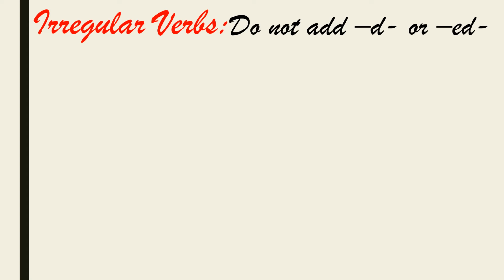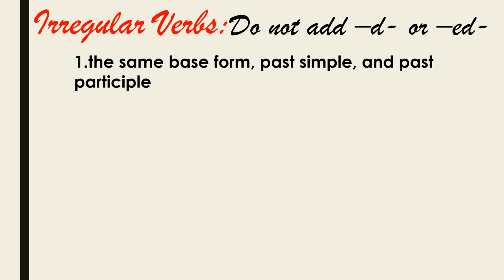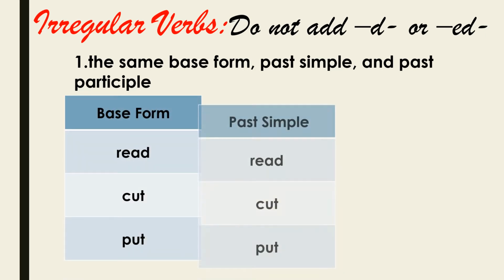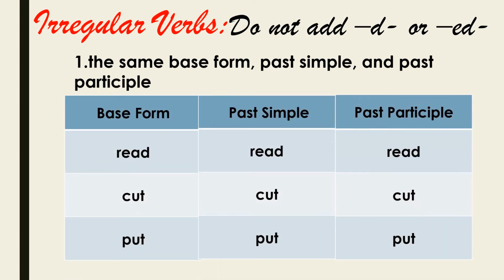The first group are irregular verbs having the same base form, past simple and past participle. Here are some examples. Read, cut, and put. We do not say readed, cutted, nor putted. But for read, the pronunciation changes in the simple past and past participle. It becomes red. So we say read, read, read.